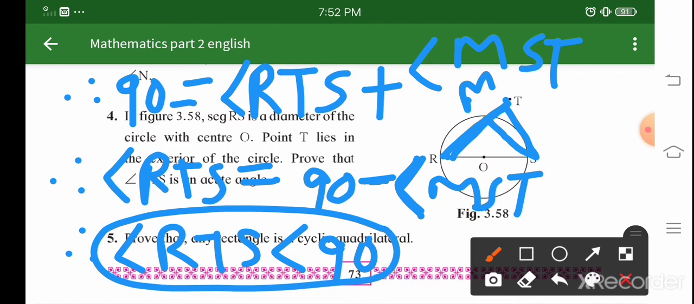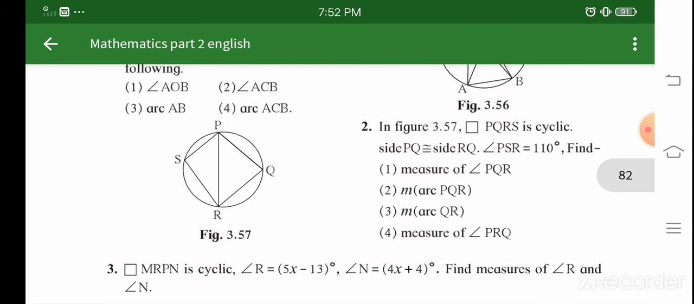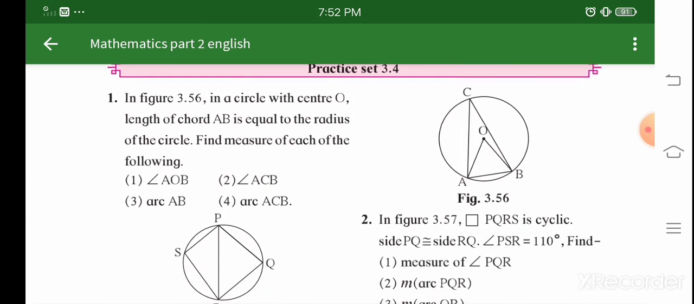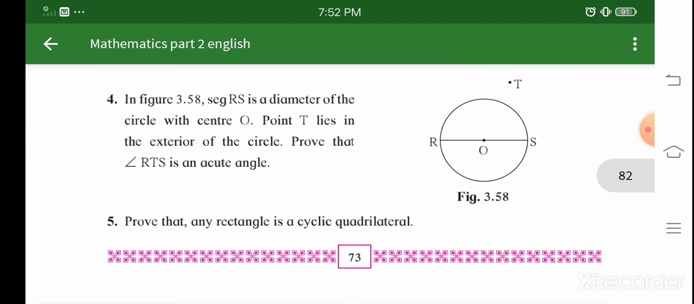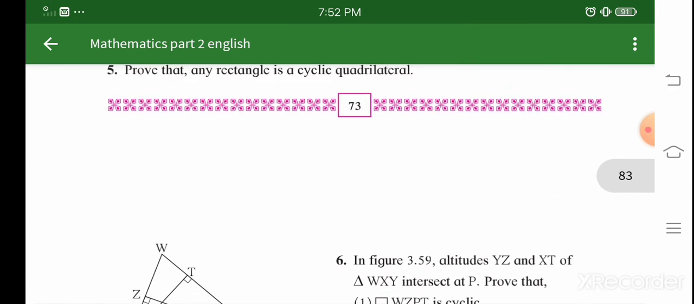I think this question is clear. So with this we have completed our question number 4. For this lecture we'll do only till question number 4, and the remaining part, question numbers 5, 6, 7, 8, we'll solve in the next video.